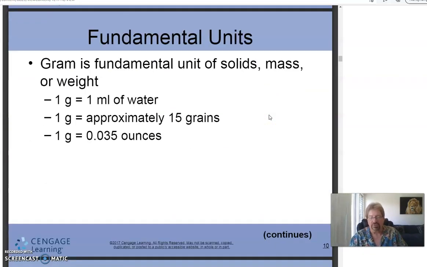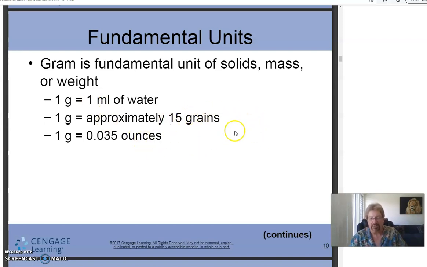A gram is the fundamental unit of solids and mass, or weight. 1 gram is the weight of 1 milliliter of water. Milliliter is not much. If you took a 2-liter Pepsi, cut it in half, that's a liter, and chopped it into 1,000 pieces, that's a milliliter.